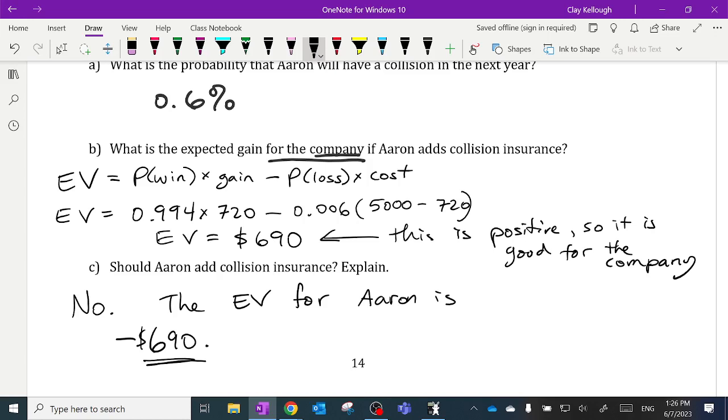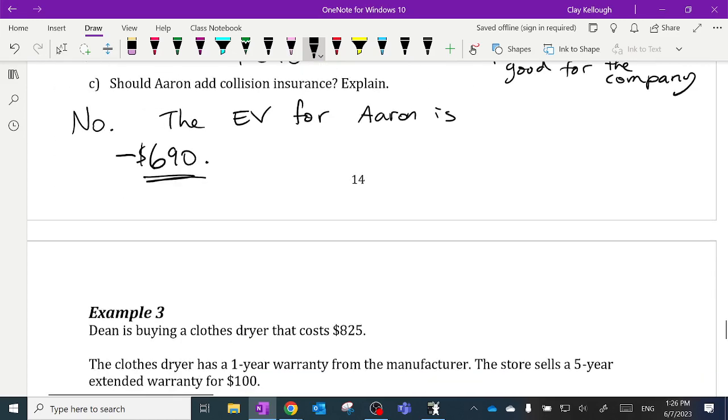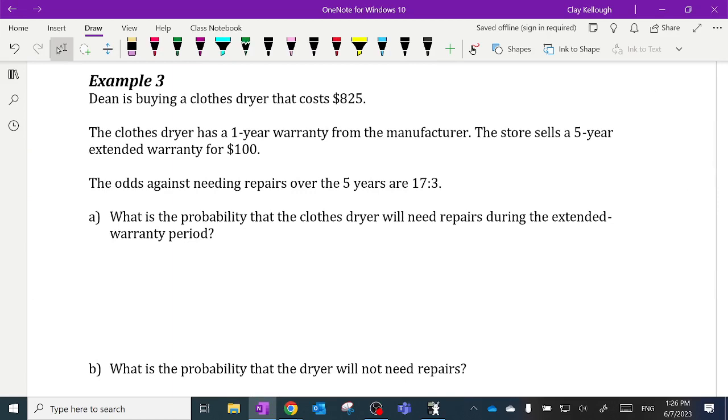Rolling on to example 3. Now we get into the wide world of appliances. Dean is buying a clothes dryer that costs $825. Everybody's been around, maybe mom or dad or older brother or uncle or somebody when they're buying an appliance at a store. As soon as you say, I'd like to buy this one, the sales pitch comes: would you like to buy the extended warranty? So already there's people saying no. Some people are already like, they're always a scam. Not always, but let's do the math.